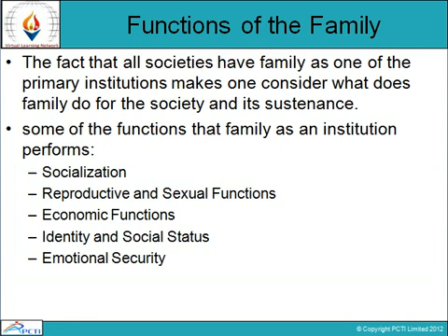ये कुछ फंक्शंस हैं जो फैमिली को परफॉर्म करने होते हैं. फर्स्ट वन इज सोशलाइजेशन, reproductive and sexual functions, and economic functions, as well as identity and social status, and that emotional security also. ये सभी functions एक family के होते हैं जो उन्हें perform करने होते हैं.